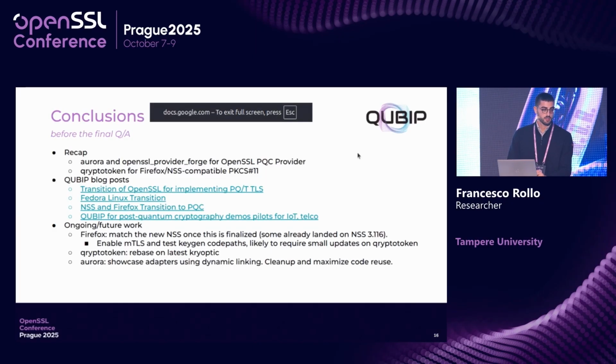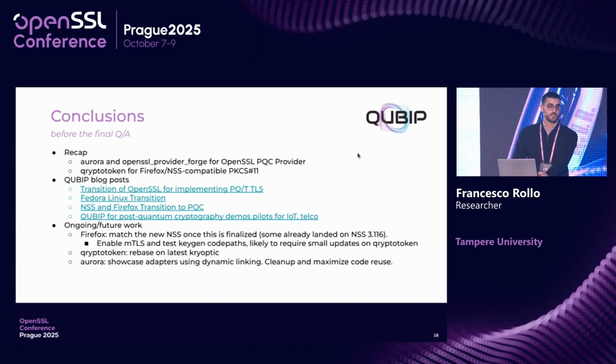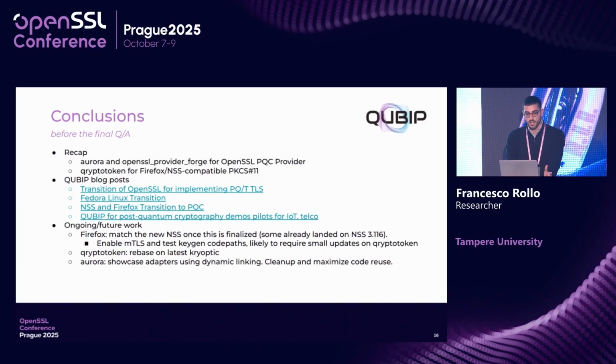So, conclusions. We have seen Aurora and OpenSSL provider Forge for our OpenSSL post-quantum cryptographic provider, and Cryptoki token for the Firefox NSS compatible PKCS#11 token. Here we have some direct links to our blog post, which track the progress and give also more technical details on what we have done so far, and future work. So we want to match the new NSS. What I didn't say before is that some of our patches already landed on NSS 3.116. So there is ongoing effort to upstream the support for MLDSA.